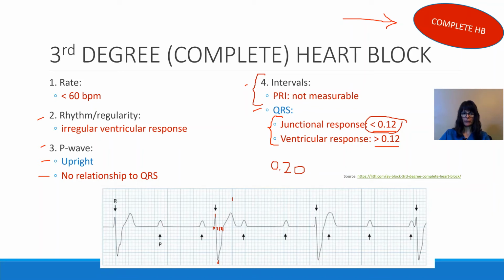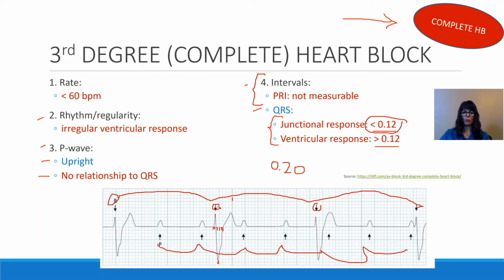If we also look at these QRSs, the R waves that are pointed out here are fairly regular. And as we said before, the P waves are fairly regular, but there is no relation between the two at all, hence the term complete heart block.